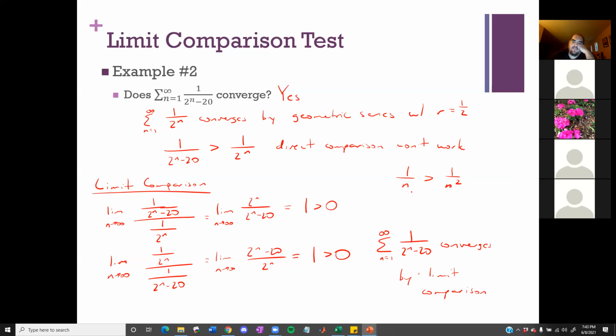So if you want to use direct comparison, it's like you're trying to prove that the series with 2 to the n minus 20 converges, but its terms are greater than those of the convergent one. Yeah, so if I have something convergent, then I need to show that the other thing is less than that, because then that must converge. If it's larger, then it might converge and it might diverge. I don't have a conclusion I can make.